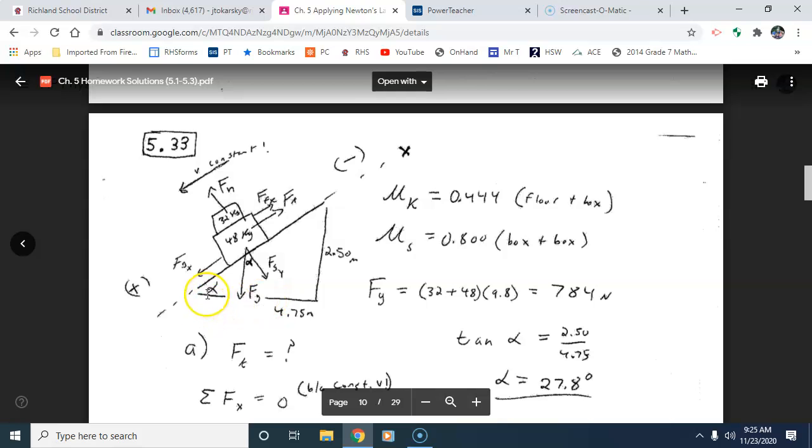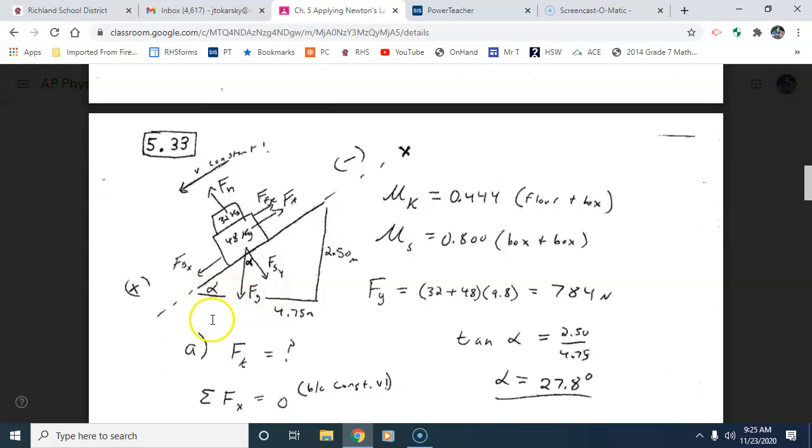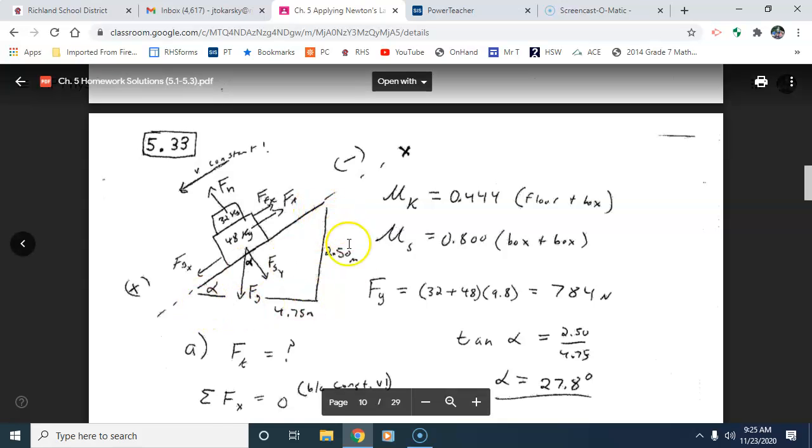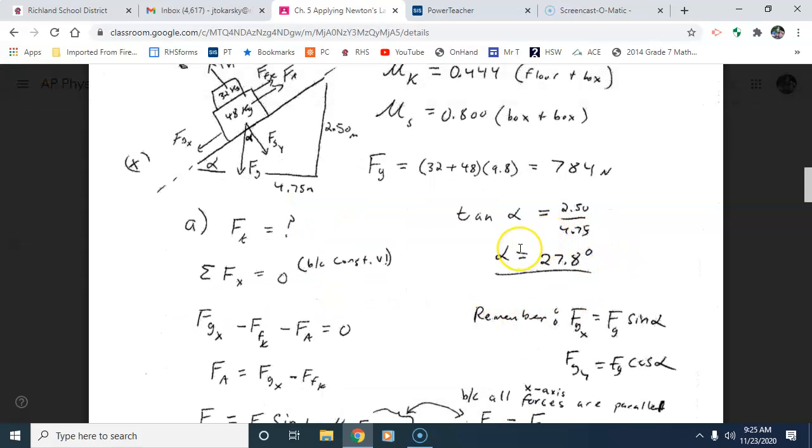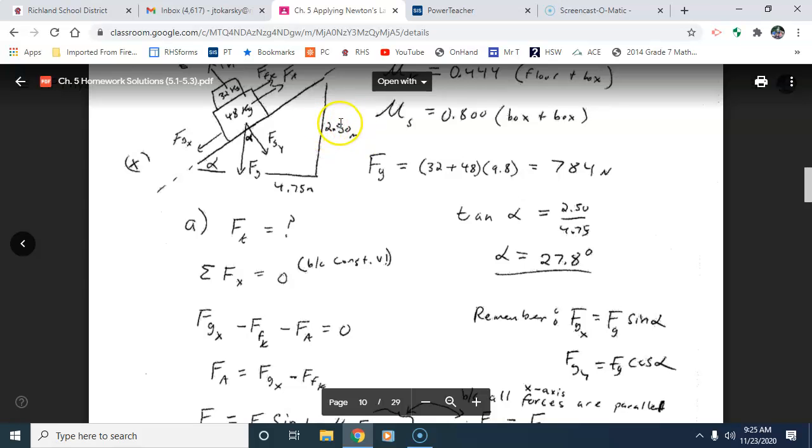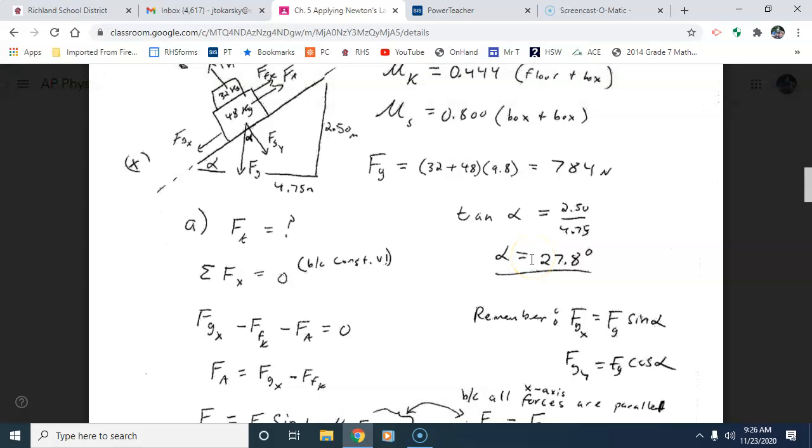It didn't give me the angle, right? But they gave me the dimensions of the ramp, right? Down here is 4.75. The vertical height is 2.5. We treat that like a right angle, and we could just use tangent to find the angle. We'll call it alpha here, okay? That makes sense? We prefer tangent, because this is the opposite over the adjacent, solve it for the angle. As long as we're in degree mode on our calculators, we get just shy of 28 degrees, right? You with me so far?